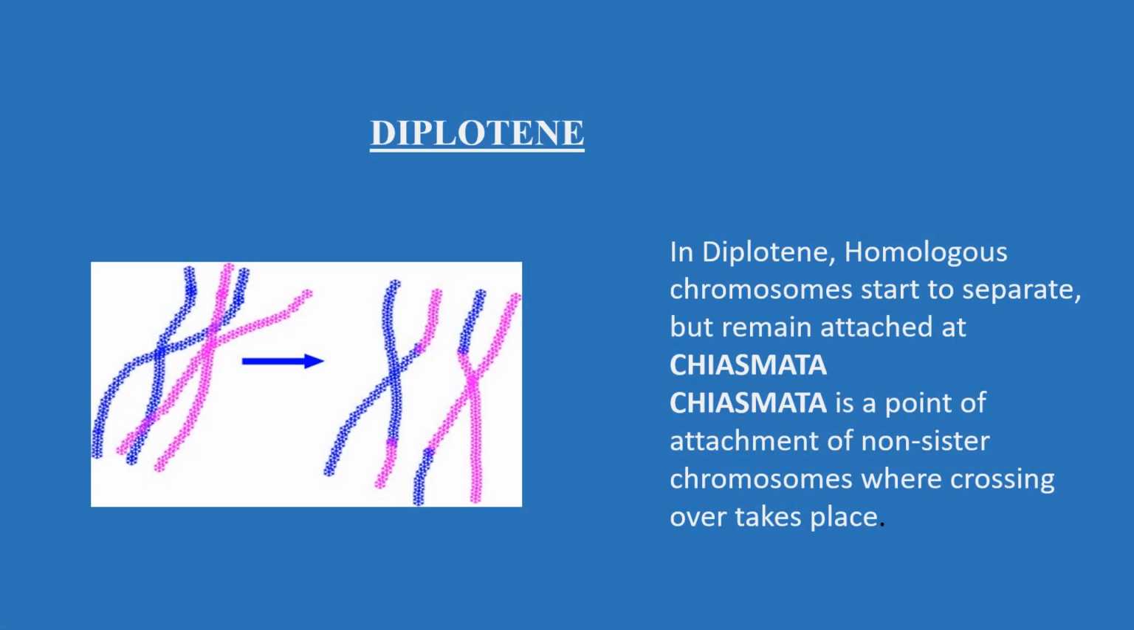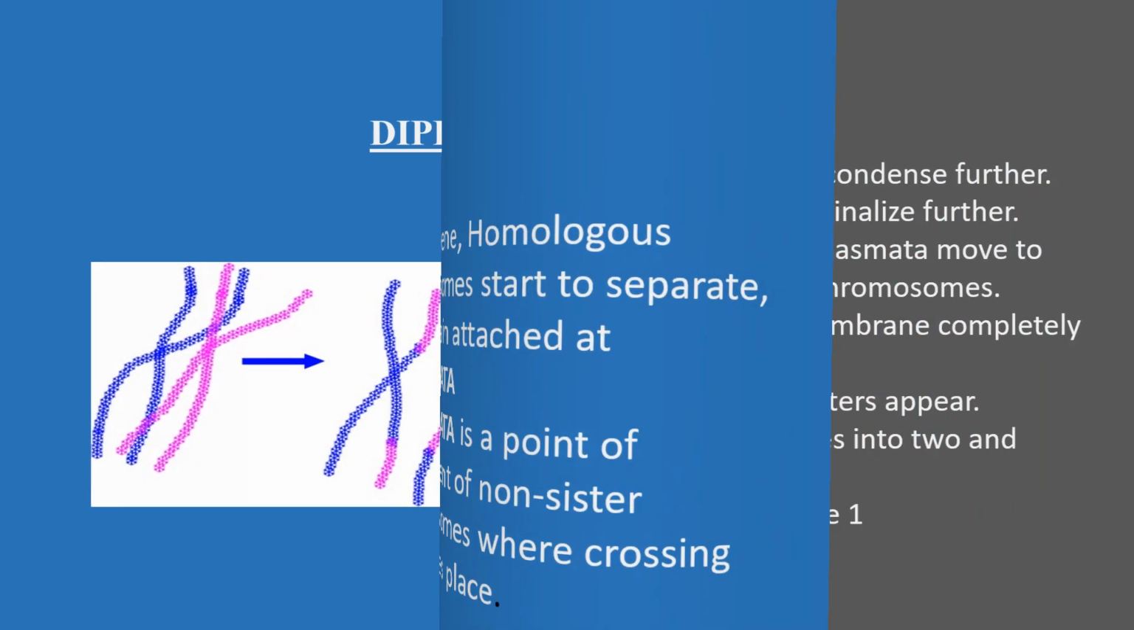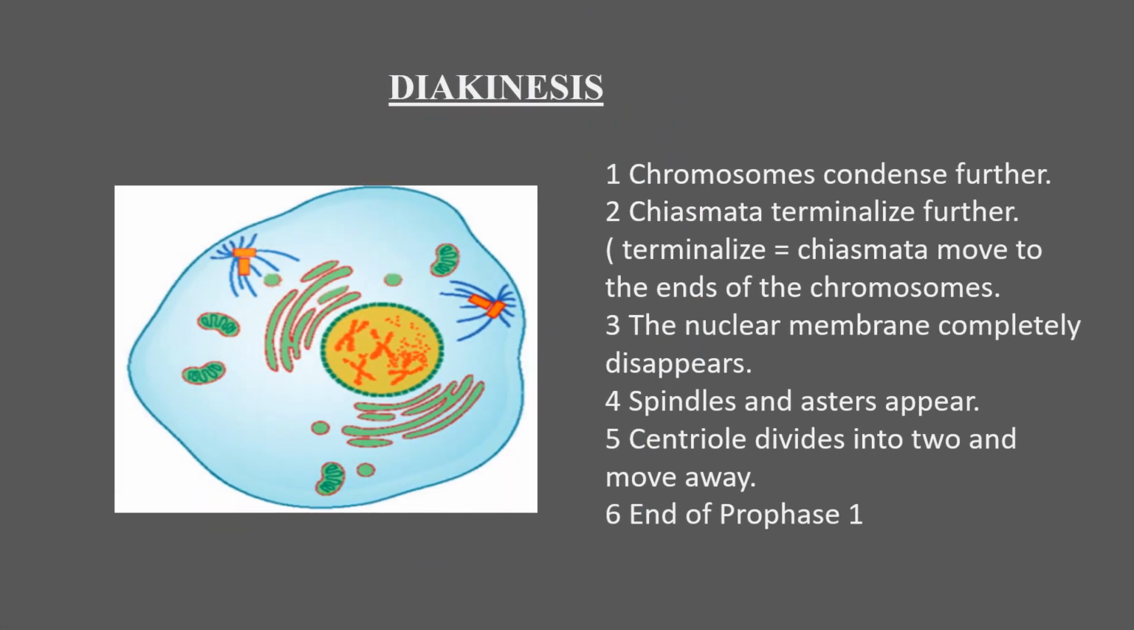In diplotene, as shown in the diagram, the homologous chromosomes start separating while still being attached at chiasmata. Diakinesis represents the end of prophase stage of meiosis 1, in which chiasmata reach the tip of chromosomes, separating them. After that, the nuclear membrane disappears, the centriole breaks into two, spindle fibres and asters appear and the cell enters metaphase 1.